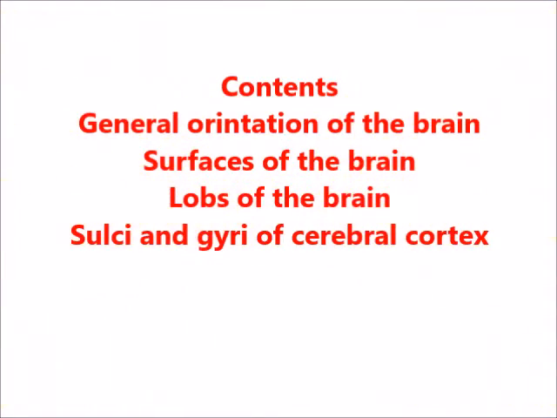Welcome to your first practical session on the central nervous system, which will focus on the cerebral cortex, sulci and gyri, and the important functional areas. First of all, we have to know the orientation of the cerebrum, which is the frontal lobe, which is the occipital lobe.